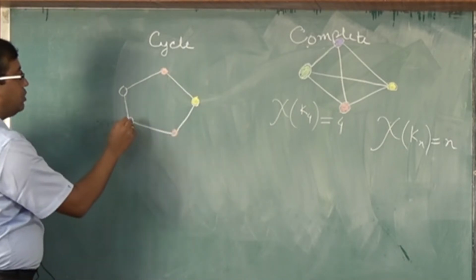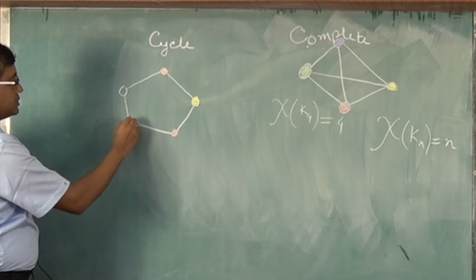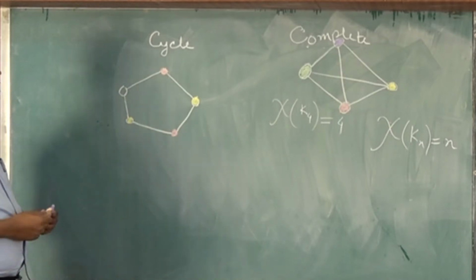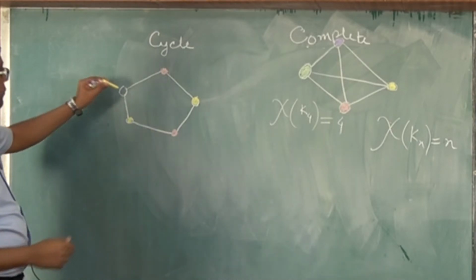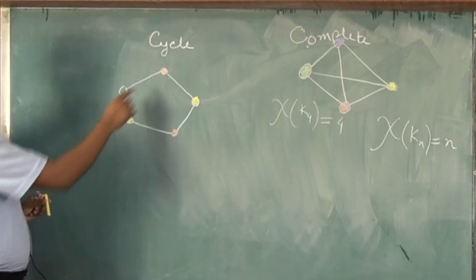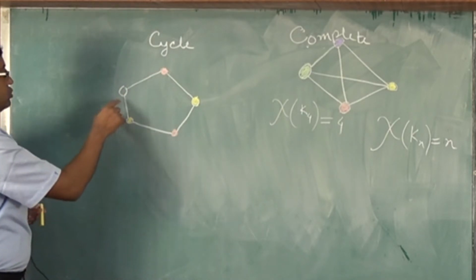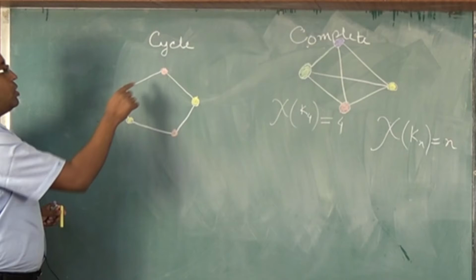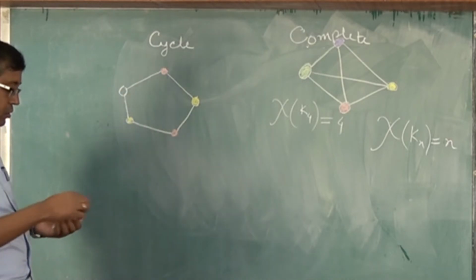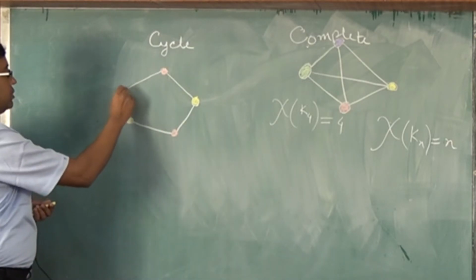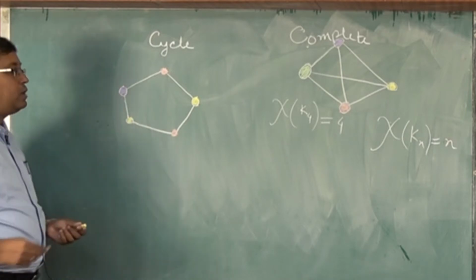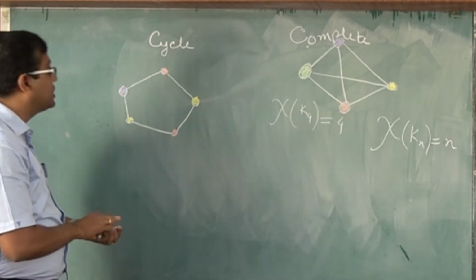also use yellow for the fourth vertex, right? Now the fifth vertex, I cannot use yellow, I cannot use red, because it is adjacent to vertices which are either yellow or red in color. So I have to use violet here, right? So I have to use 3 colors.